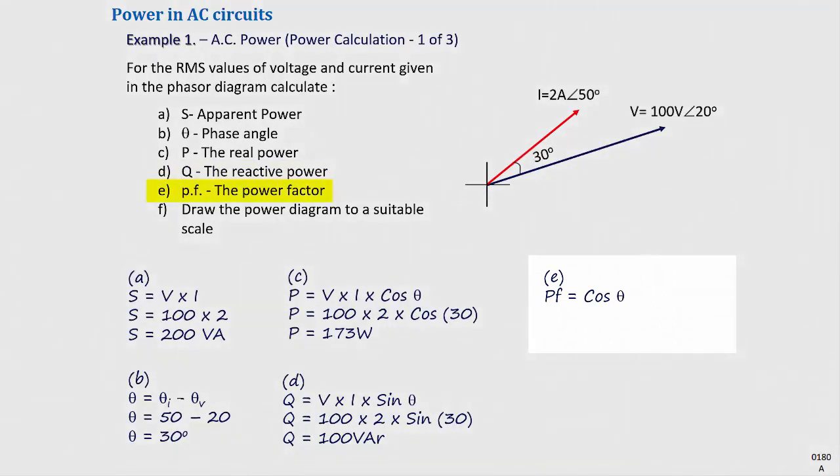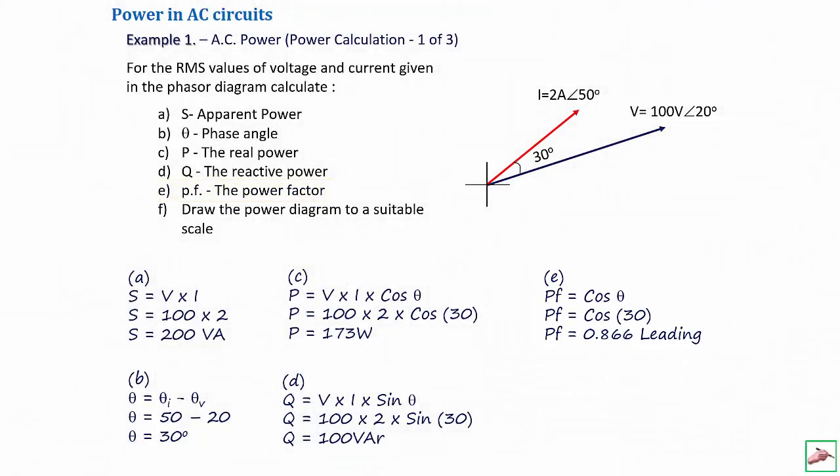Part E is to calculate the power factor PF. So, power factor equals the cosine of the phase angle. Substituting values, PF equals cosine 30, which equals 0.866 leading as the phase angle was positive.